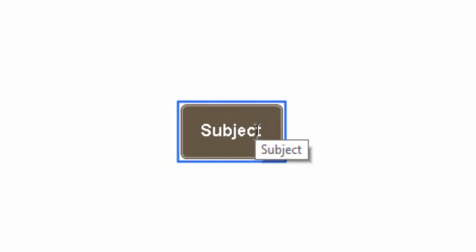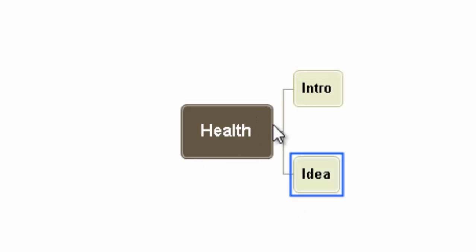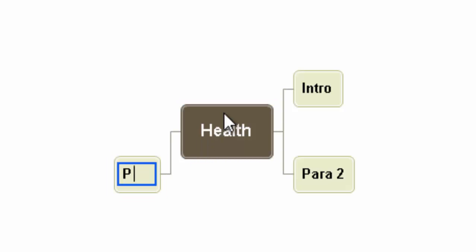So let's give the essay a title. I just call it Health. And remember to create a branch, double tap, and we'll call this intro. Click back in the middle, create another branch, we'll just call this para 2, and we'll do one more. Double tap the corner for your third paragraph or chapter, however you want to work it.